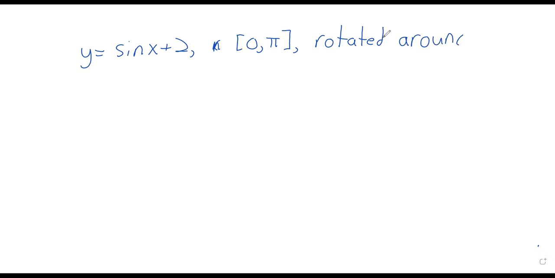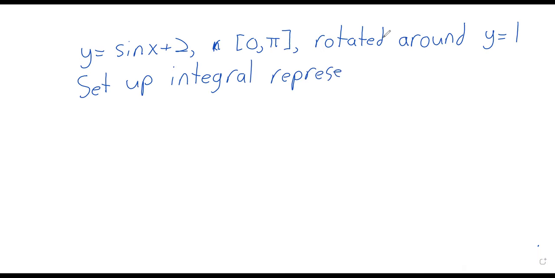Let's say y equals the sine of x plus 2 on an interval from 0 to pi, rotated around a horizontal line, y equals 1, and this is the classic phrase, set up the integral representing the volume of the solid of revolution.